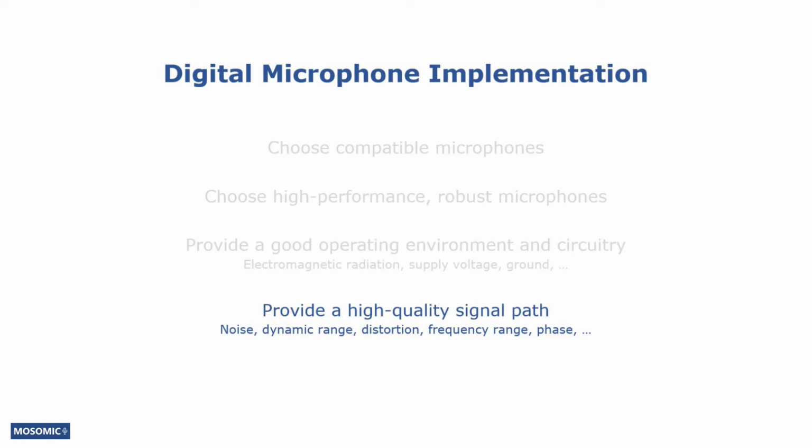A significant difference to analog interfaces is that the dynamic range is hard limited by the digital interface. When the full-scale digital level is reached, the reduction in signal quality is catastrophic, unlike with analog microphones. Another difference as compared to analog microphones is that the frequency range of the microphone system is limited by the clock frequency. I'll talk more about this in the next episode.